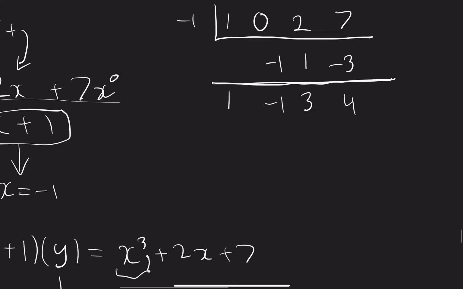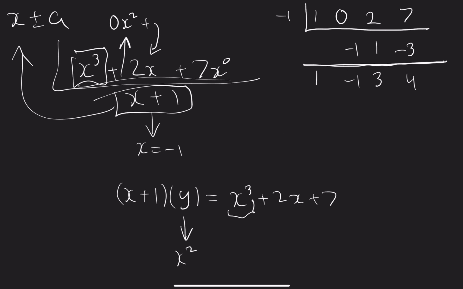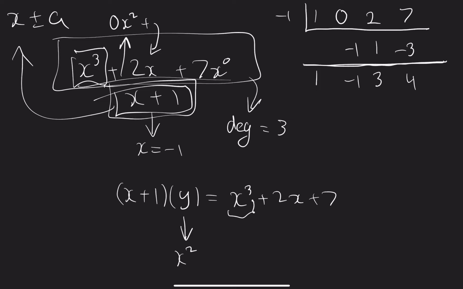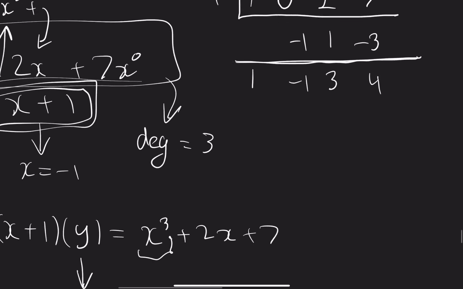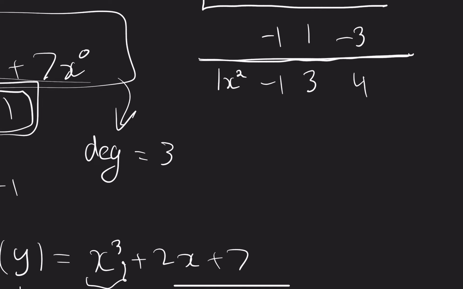But let's see. So our dividend here, its degree is 3, right? And the degree of the divisor, x plus 1, is just 1. So we're dividing some polynomial of degree 3 by another one of degree 1. So that means that our quotient has to be of degree 2. So we know that the x squared is going to go here, and from here we essentially continue putting powers of x next to the coefficients in descending order.